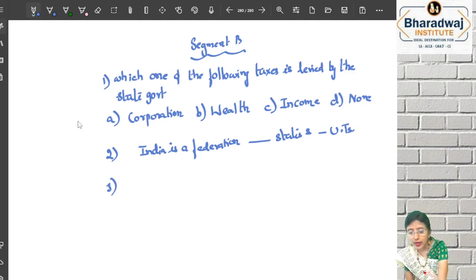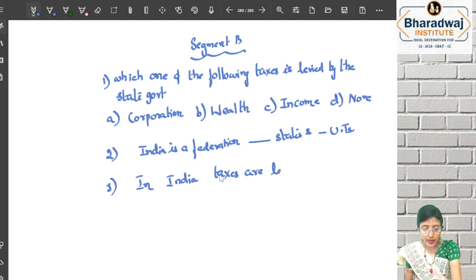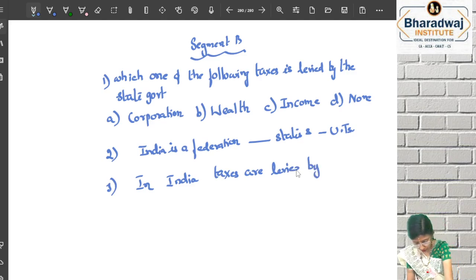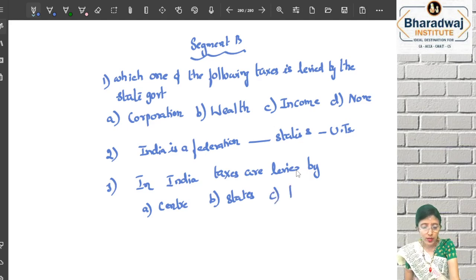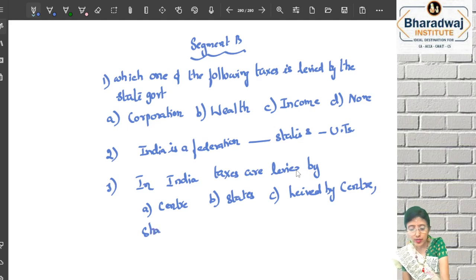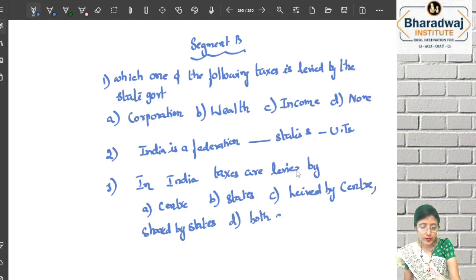Third one. In India, taxes are levied by center, states; levied by center, shared by states; both A and B. Okay, the third one.